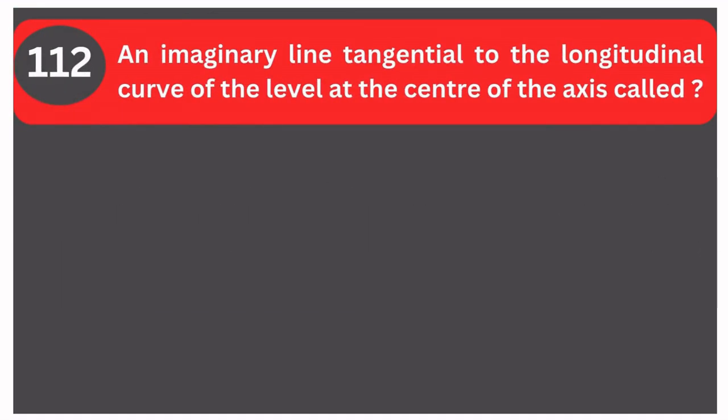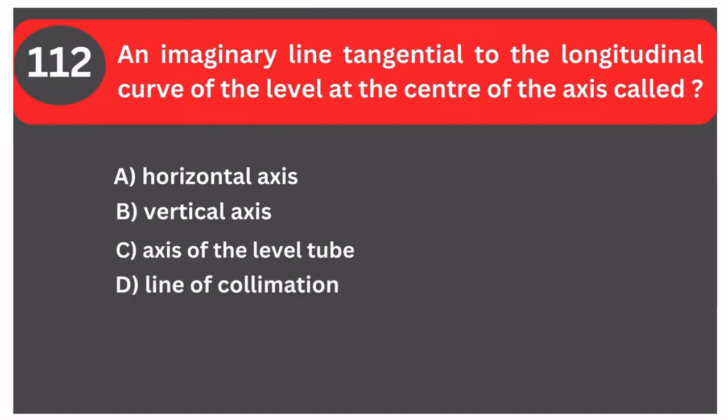An imaginary line tangential to the longitudinal curve of the level tube at the center of the axis is called. Options: A. Horizontal axis. B. Vertical axis. C. Axis of the level tube. D. Line of collimation. Answer C. Axis of the level tube.